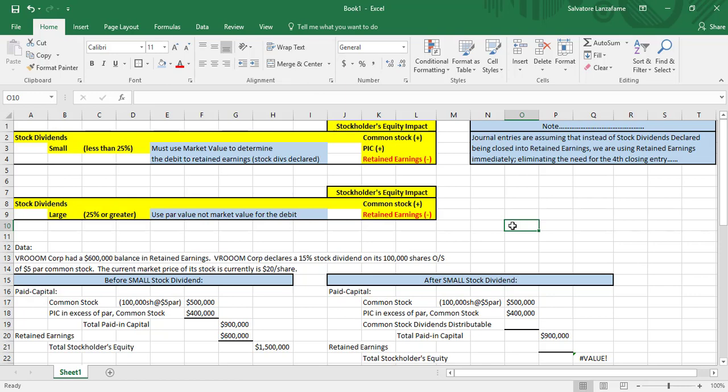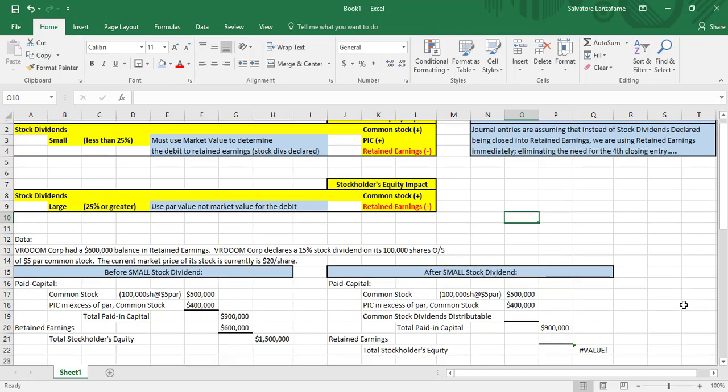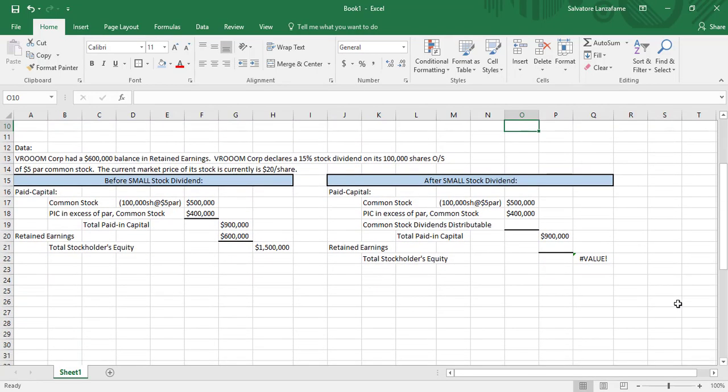So I've created a little pre-problem here for us to work on. If you notice the data, Vroom Corporation had a $600,000 balance in retained earnings. Vroom Corp declares a 15% stock dividend on its 100,000 shares outstanding of $5 par common stock. The current market price of its stock is $20 a share.